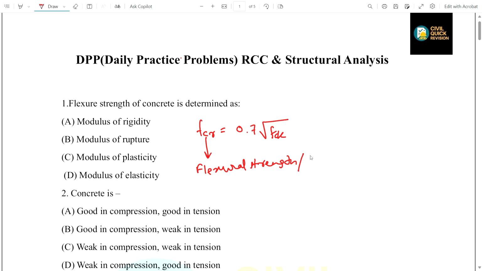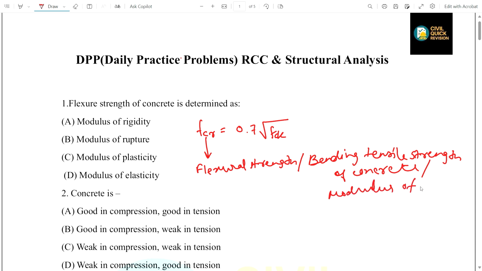We can write this flexural strength as bending tensile strength of concrete, or we can write it as modulus of rupture of concrete. So here option B will be the correct answer. Modulus of rupture is the correct answer. As we all know, modulus of rupture is a measure of the tensile strength of concrete beams or slabs.